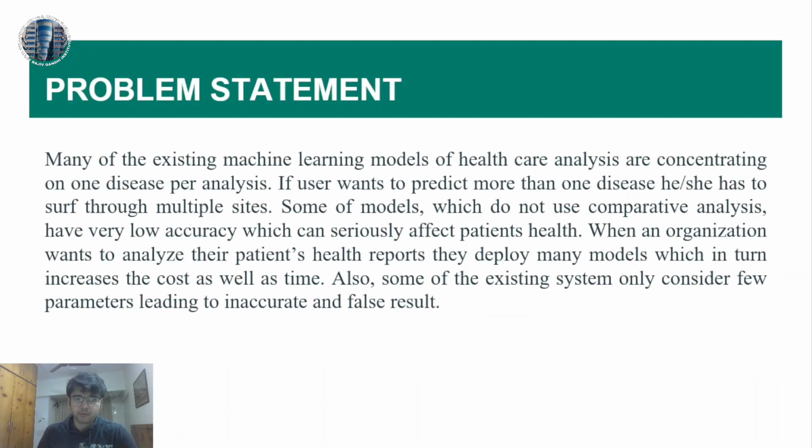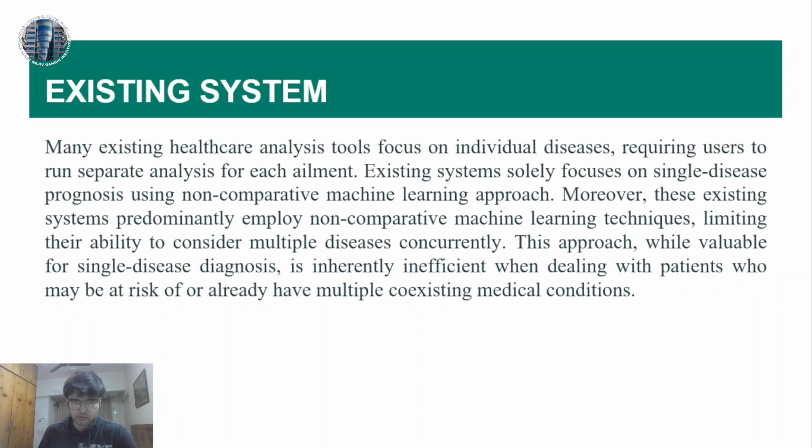Next comes the problem statement. So we know many of the existing machine learning models of healthcare analysis are concentrating on one disease per analysis. So if a user wants to predict more than one disease, he cannot. So that's the problem that users were facing, along with decreased credibility and accuracy in healthcare models, because something like healthcare has to have a doctor's opinion attached to it. And in all the papers that we've reviewed, nobody had integrated these two worlds into one software system. So that's why we have done that, in order to increase the credibility to at least some extent greater than just pure software-based prognosis.